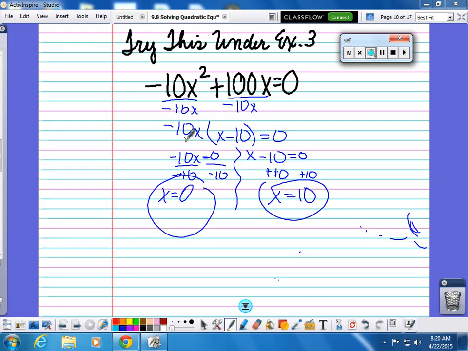Alright, divide both sides by -10x. That's our greatest common factor. Why is this negative right here? It's an easy question. Why is this negative? Because I've got different signs. Okay, so divide both sides by -10, get 0. Add 10 to both sides here and get 10.